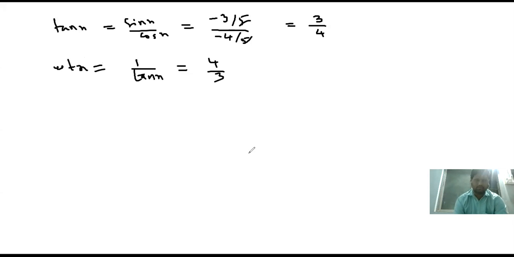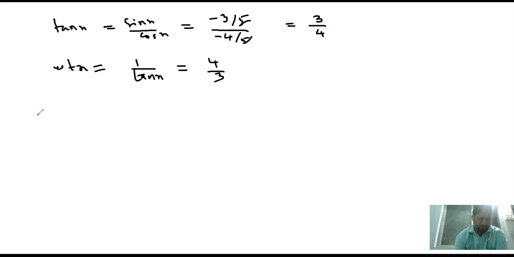So now cot x is 4 by 3, tan x is 3 by 4. So this is about the values of the 6 trigonometric functions. Now, the second example is like this.